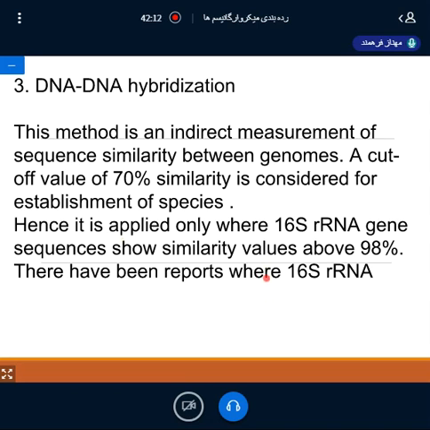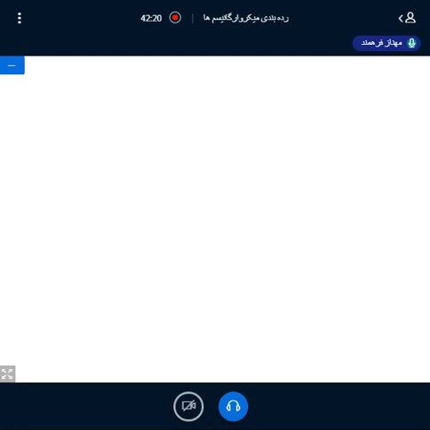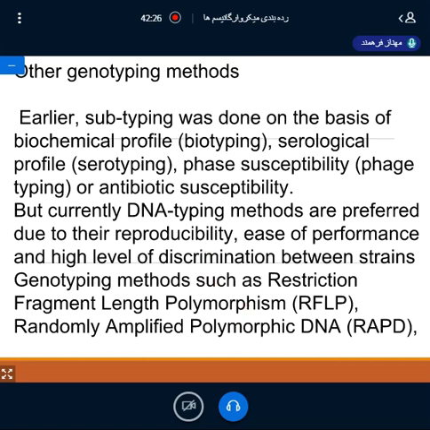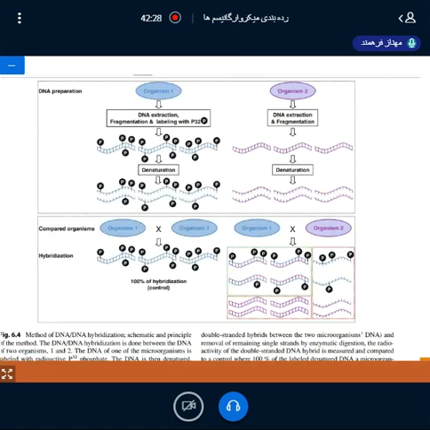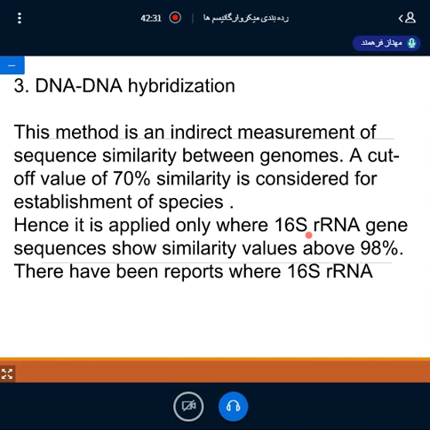There have been reports where 16S rRNA... Okay, so here you can see another technique, DNA hybridization, and in this technique we must measure the similarity between sequences and between genomes. How can we do that?